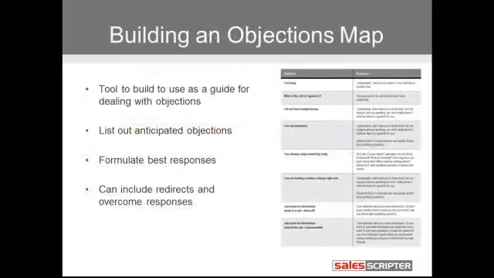When you identify the different ways that you can respond, you build an objections map. It's basically a simple tool, 2 columns, 1 column the objection, the other column your response. If you do nothing else but do this, you should see an immediate improvement in your results or your sales team. The SalesScripter will actually build an objections map out of the box for you.